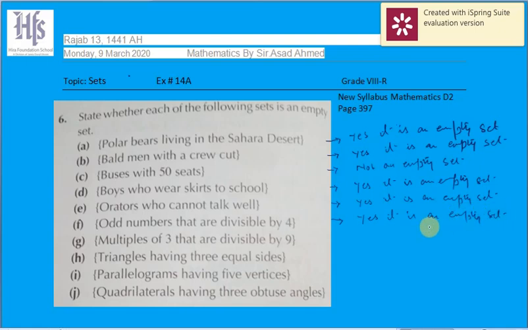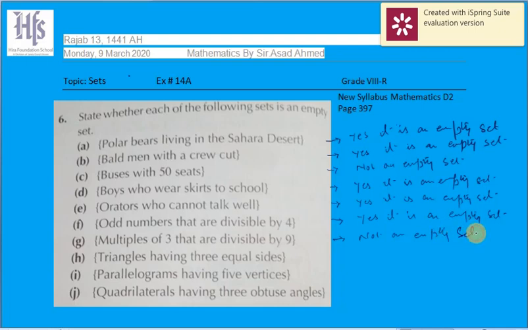And in part G, multiple of 3 that are divisible by 9. There may be some values. For instance, 27 is a number which is a multiple of 3 and it is divisible by 9, because 3 times 9 is 27 and 9 times 3 is 27. So it is not an empty set. They may have some values.